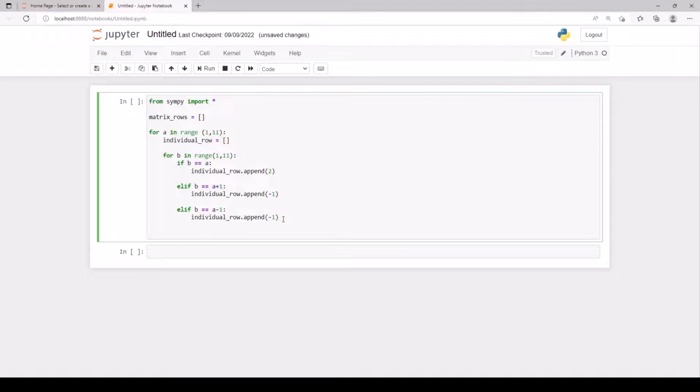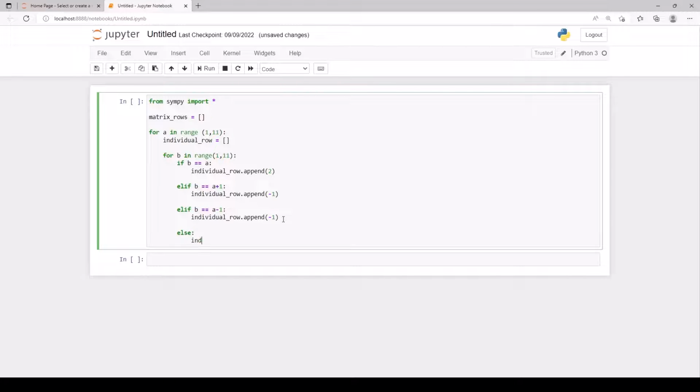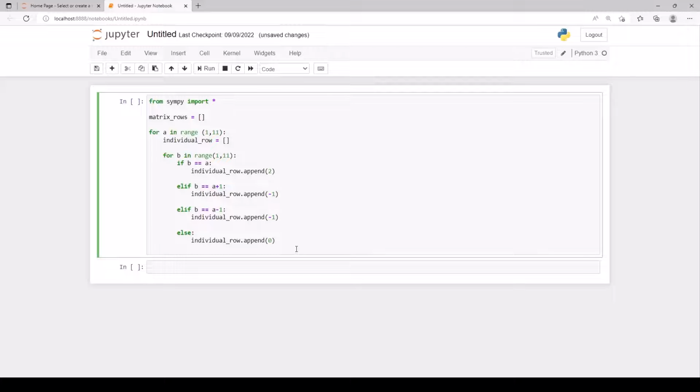And everything else is 0, so else individual row.append 0. So basically, this is going to add 10 numbers into this individual row list. If it's a diagonal element, it's going to add a 2. If it's an off diagonal, it's going to add a -1. Otherwise, it's going to add a 0. And then finally, I'm going to insert individual row into my matrix rows: matrix rows.append individual row, just like that.